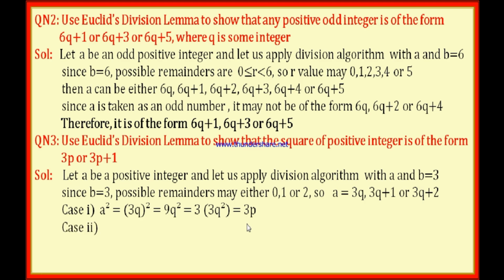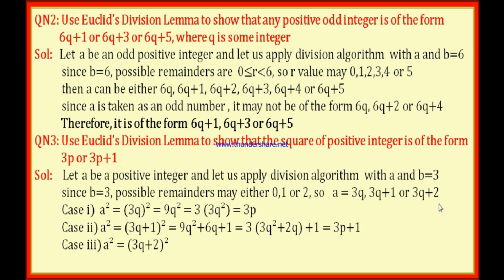Clear? Now case 2. Here a is equal to 3q plus 1. Now we have to find the square. a square is equal to 3q plus 1 whole square, which is in the form of a plus b whole square. a square, 3q whole square, plus 2ab, 2 into 3q into 1, that is 6q, plus b square, which is 1 square. Now from the first two terms you can take 3 common, that is 3 times 3q square, plus 3 times 2q, plus 1 separate. Now if we assume that 3q square plus 2q is p, then this is in the form of 3p plus 1.